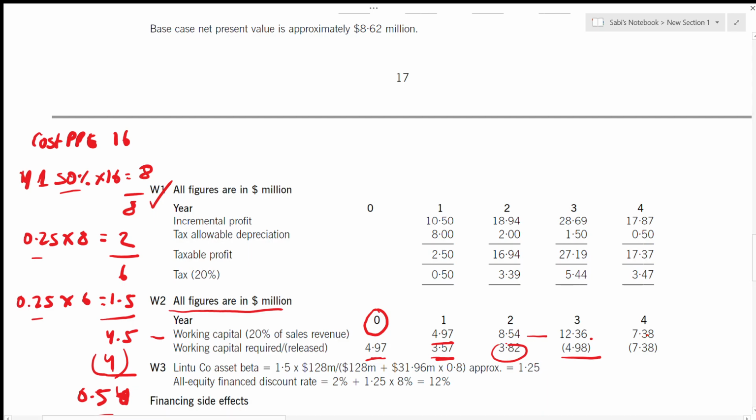And finally, the fourth year will be this amount only, 7.38, because you are releasing the working capital at the end of the fourth year. That's why it is just the same, right?